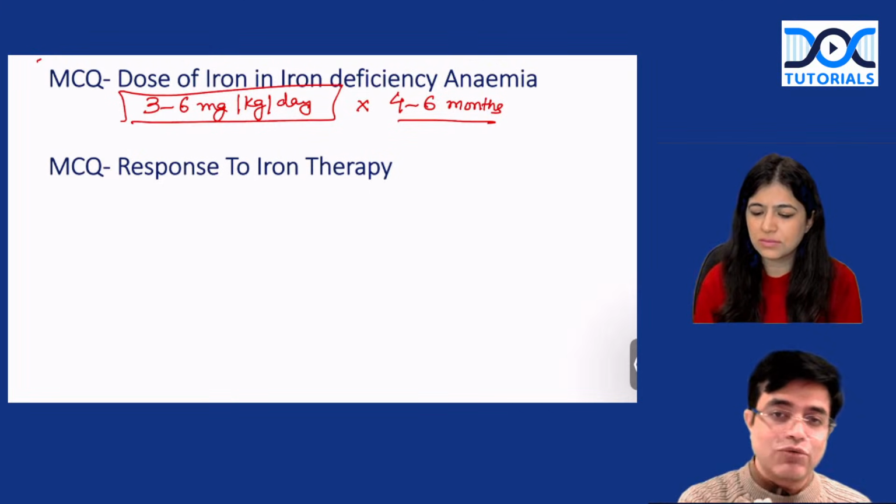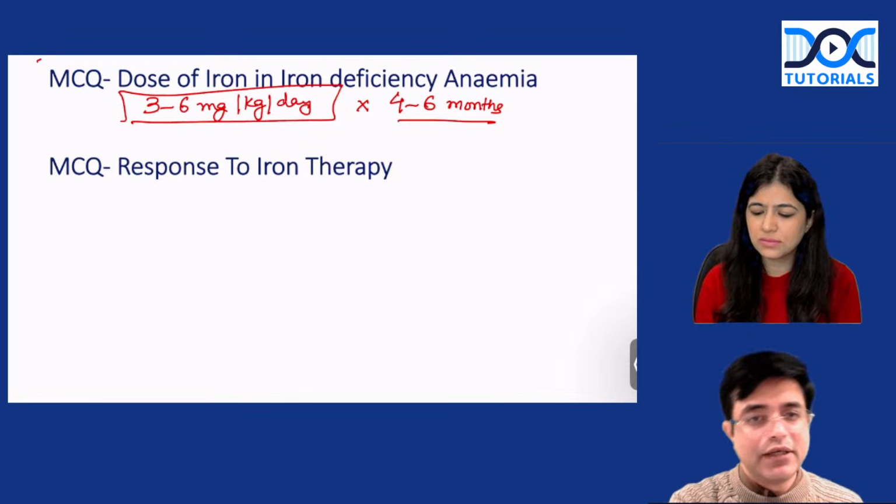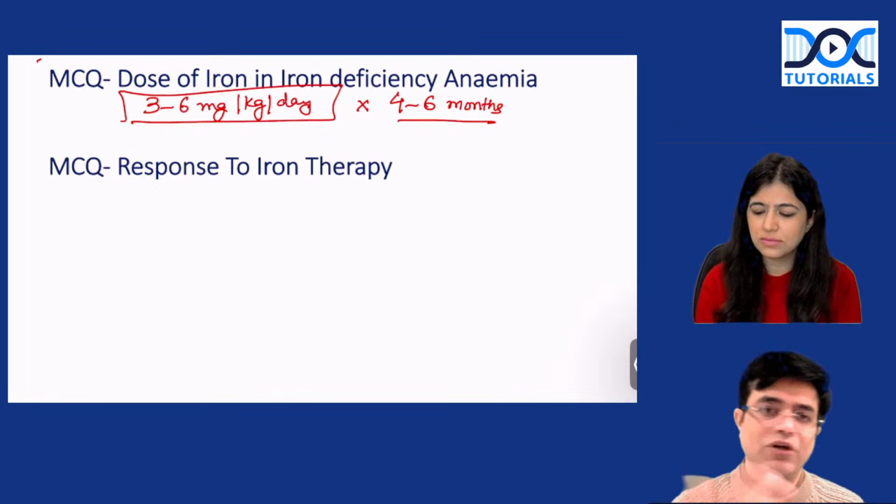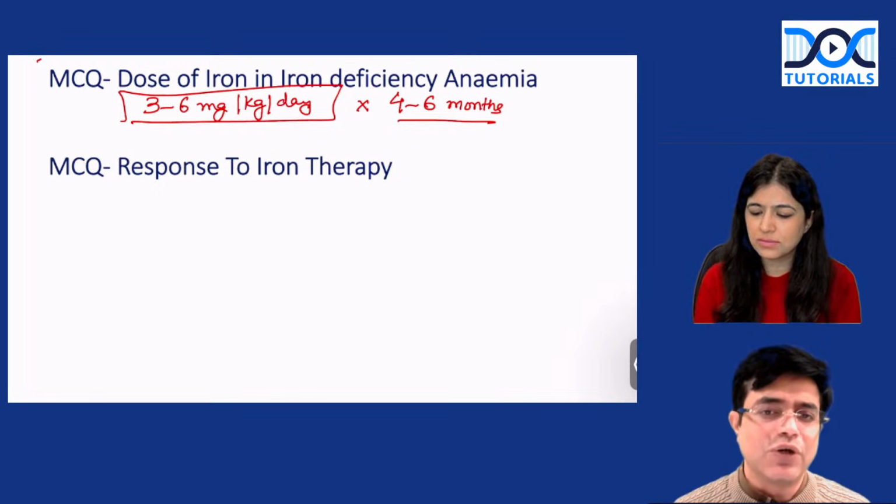And when we calculate the dose, it should be elemental iron, right? It should be elemental iron. So that elemental iron you can always calculate. Details examiner will not ask you.